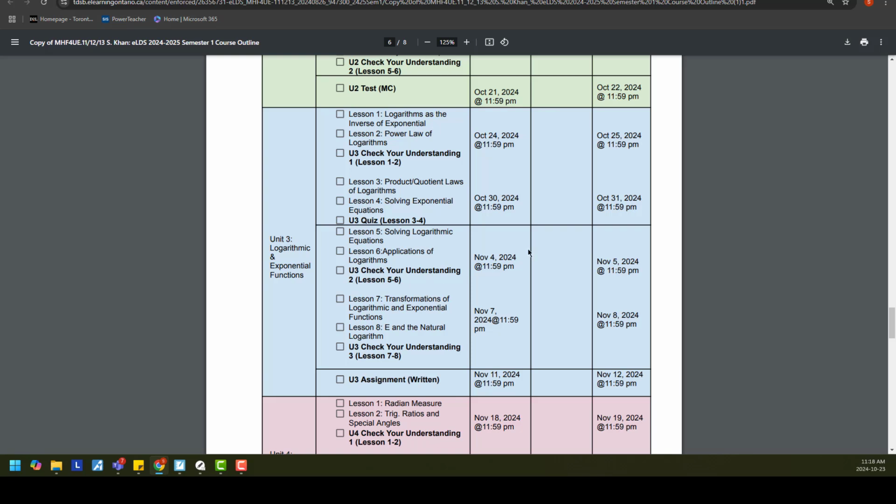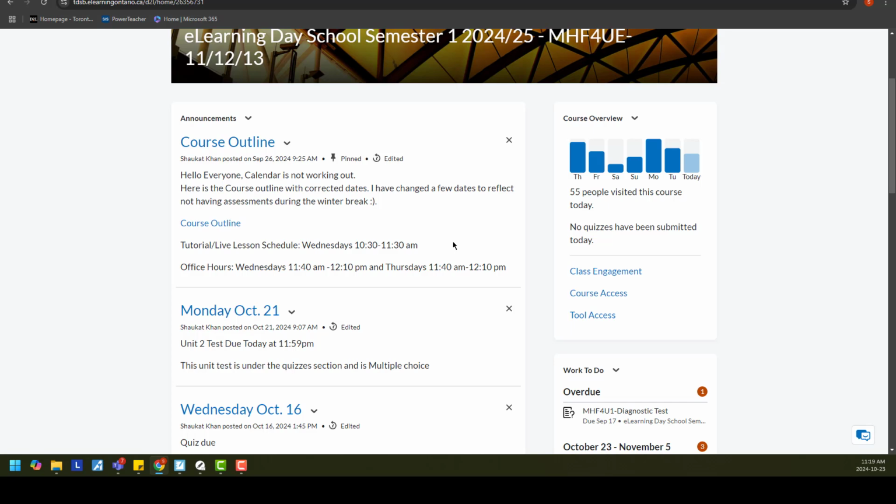So the midterm mark will not include your Unit 3 assignment, and most likely will not include your Check Your Understanding for Lesson 7 and 8. This one may be included in your midterm mark, depending on the timing. It may not be, but definitely up to here, you will have your midterm mark. So yeah, that's something that I had a few questions about.